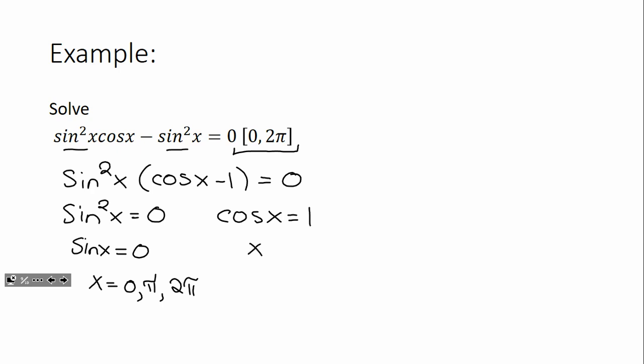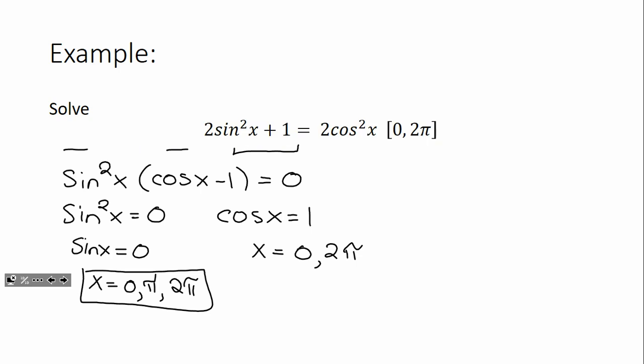And then where does cos equal positive 1? That happens at 0 and 2 pi. So we can just state that our answers are 0, pi, and 2 pi for this equation.